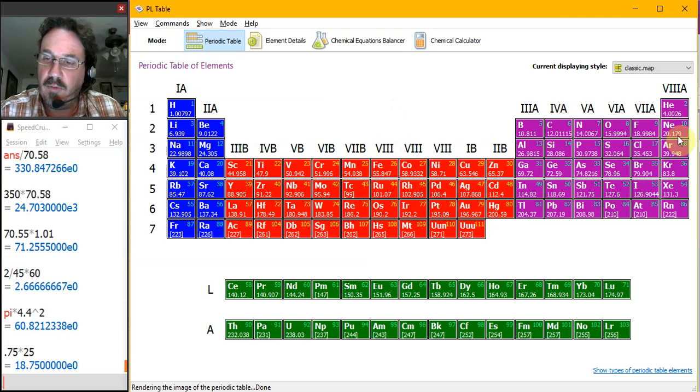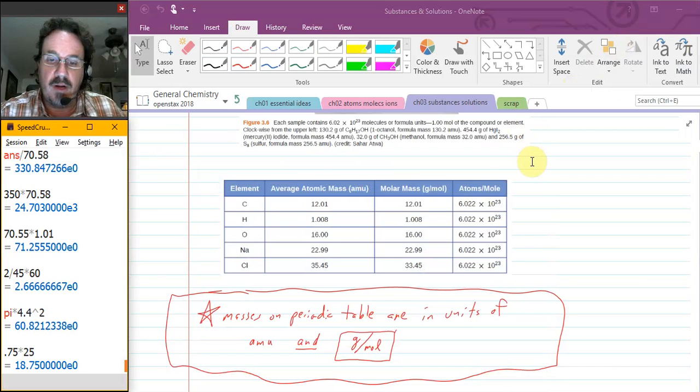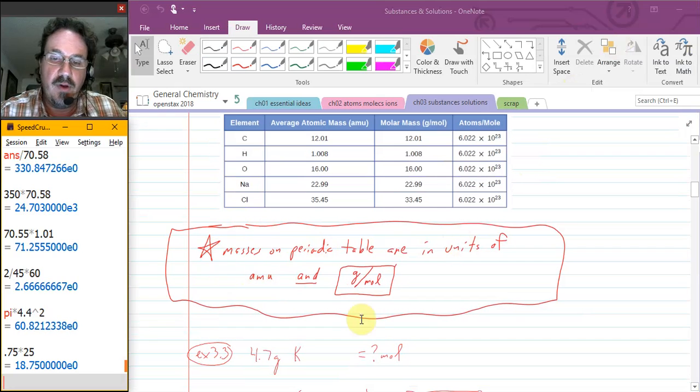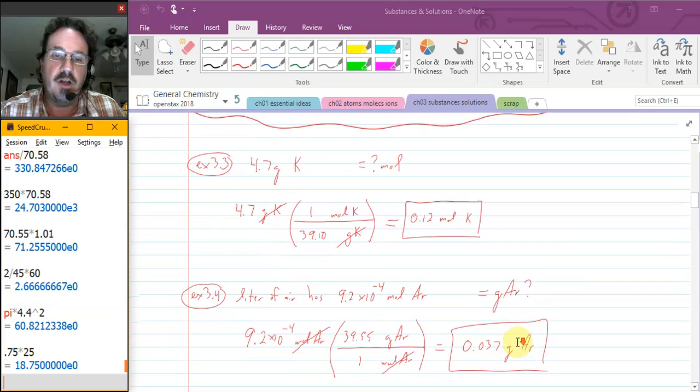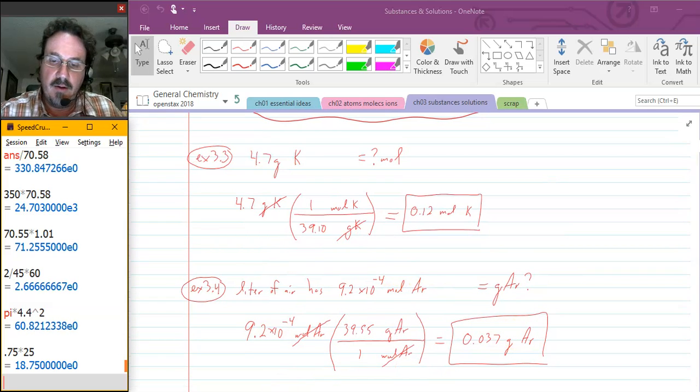Neon, 20.179 grams per mole. And that's a really important concept. The idea that an AMU and a gram per mole are the 2 different ways you should interpret those numbers on the periodic table. All right, so example 3 from the textbook.